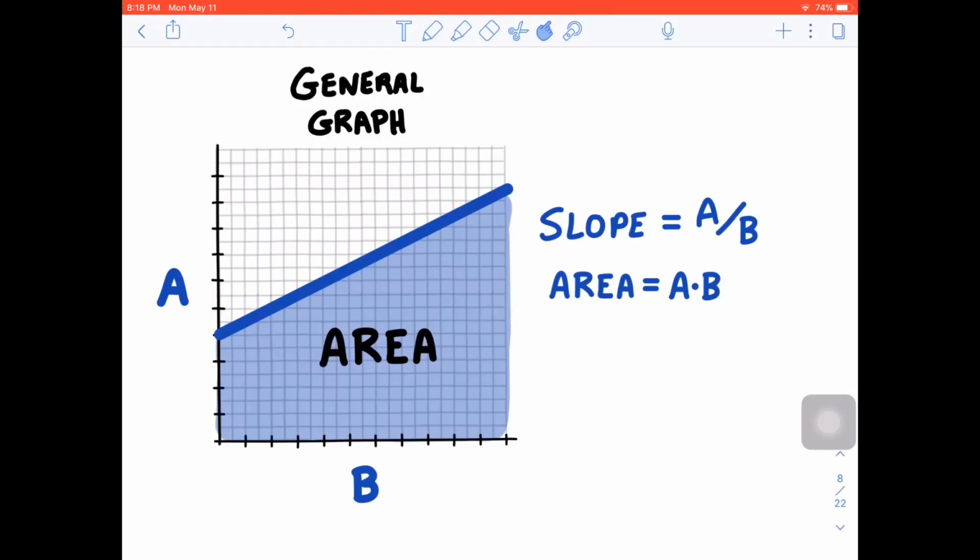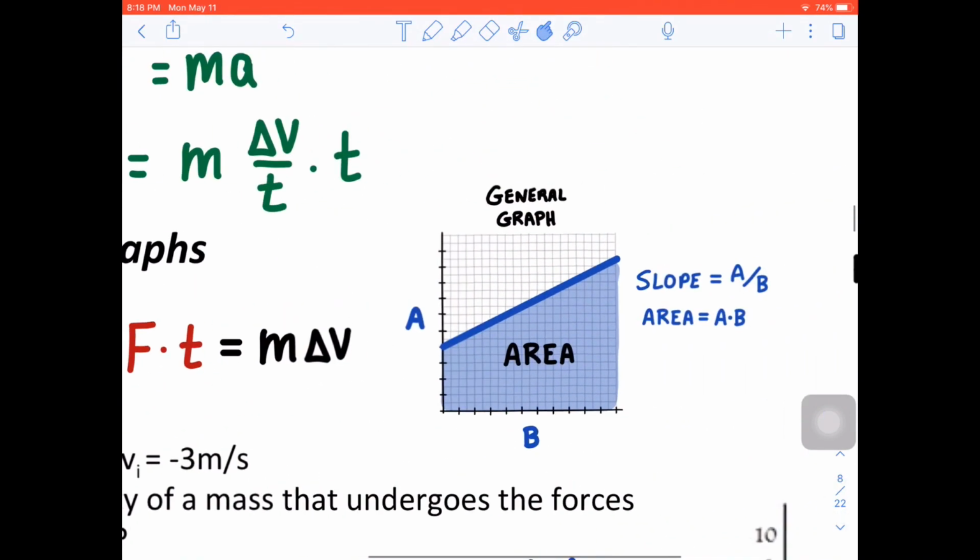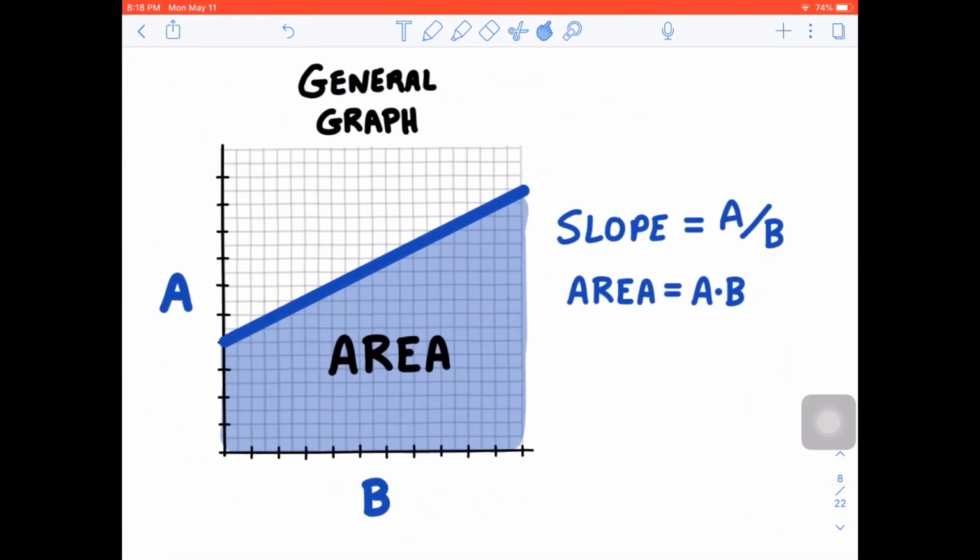Okay, this lesson is about graph interpretation. In particular, it's about force versus time graphs. But in order to understand how to interpret a specific graph, let's look at some general trends for any graph. For any graph, no matter what the axes are, you always want to look at the slope and you always want to look at area.